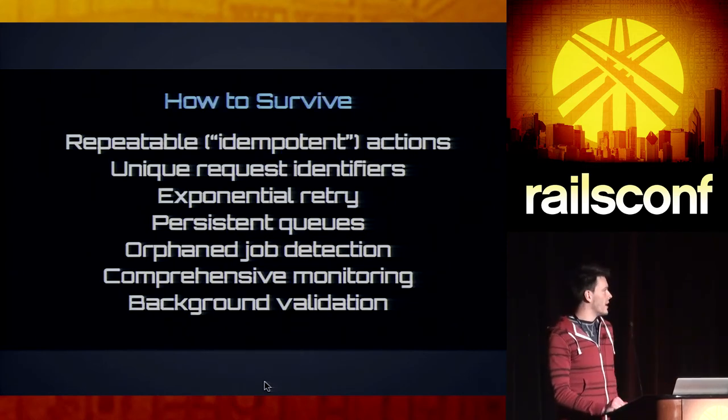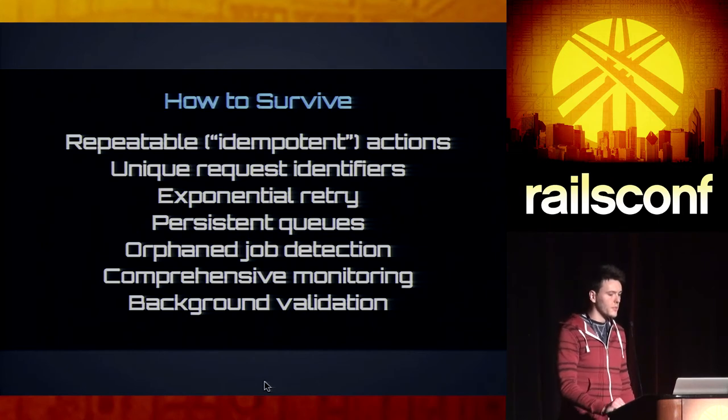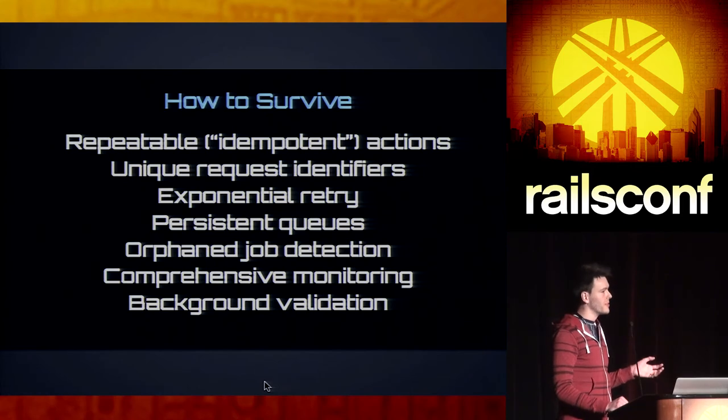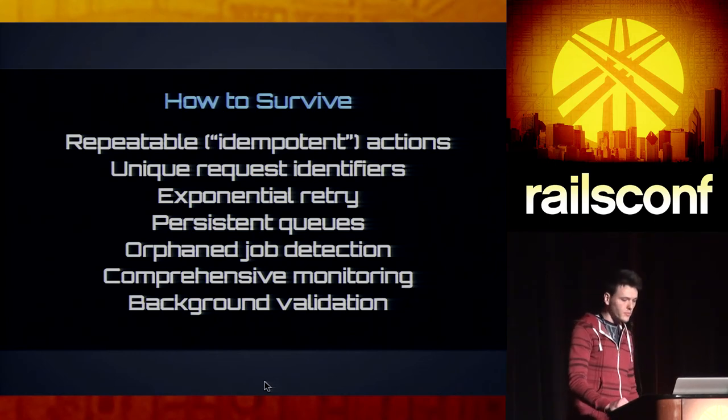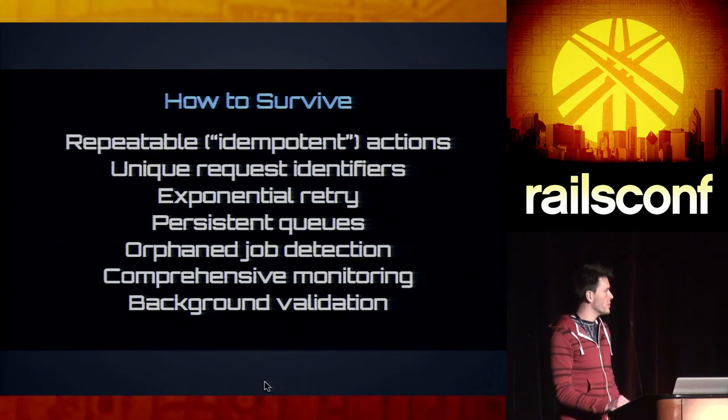So how do you survive the failure of your distributed systems? You need to make sure that each action that your system can take is repeatable, or idempotent, which I am sure I mispronounced. You can use unique request identifiers to ensure that's the case. When a request fails, you can use exponential retry to account for network congestion. You can use persistent queues in your internal systems that will store your jobs and retry them if they fail.